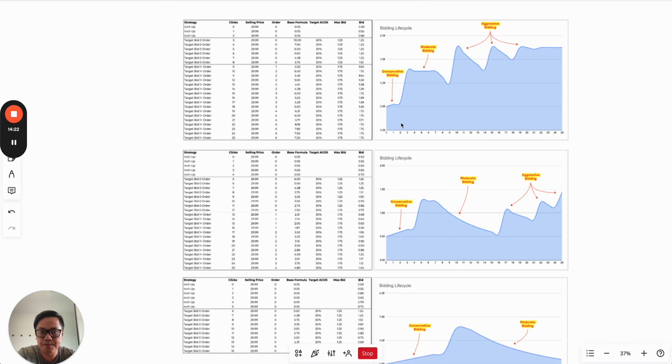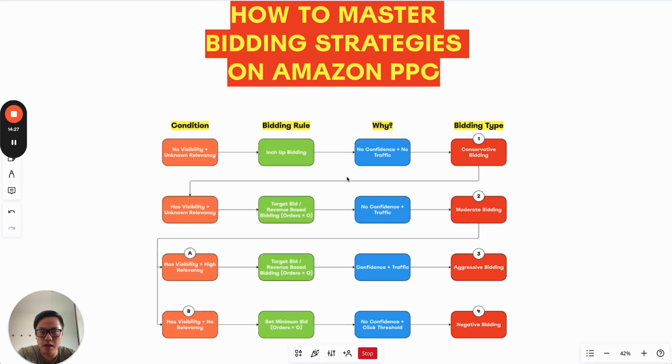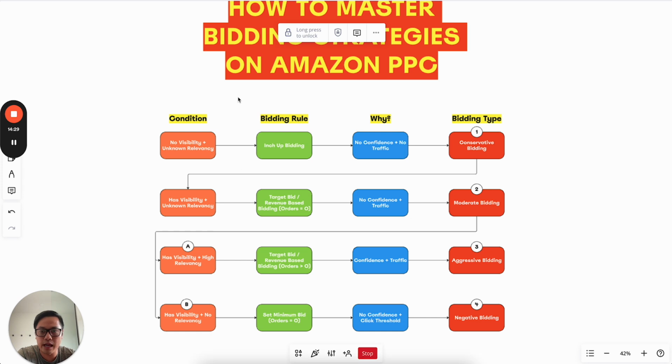So yeah, basically just to recap, if you treat every target and think about it in terms of confidence level, then you can apply the same bidding type, which will then create an ecosystem that's going to be very effective and very efficient.